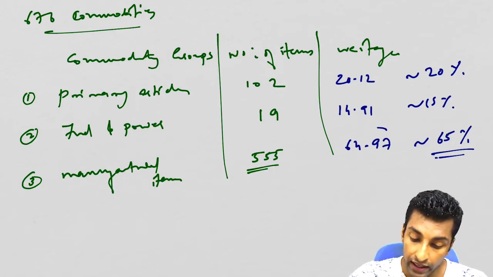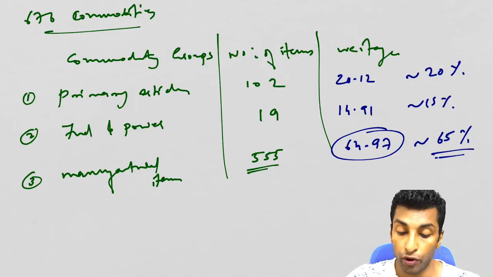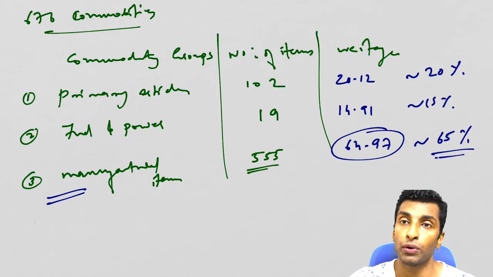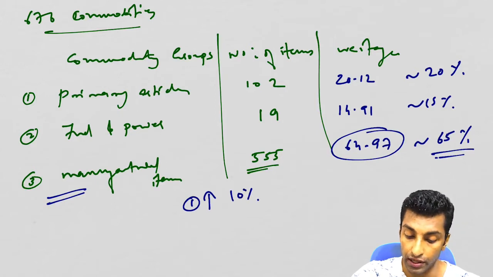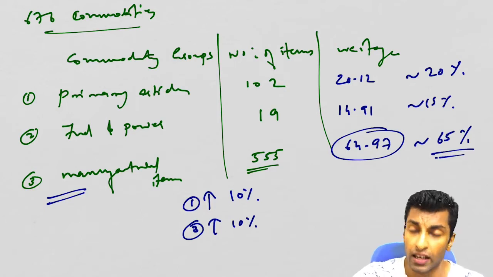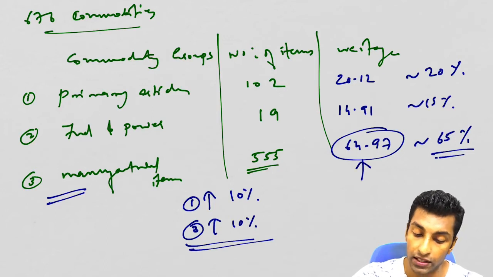So what do you mean by weightage? Why is weightage more here? Weightage is actually the significance or the importance of that particular commodity group, how it is going to impact or influence the entire WPI. So if the first one increased by, let's say, 10%, and the third one, manufactured items, also increased by 10%, both actually increased by 10%. Inflation is there, so which one will have more impact? The third one will have more impact because weightage is more here.